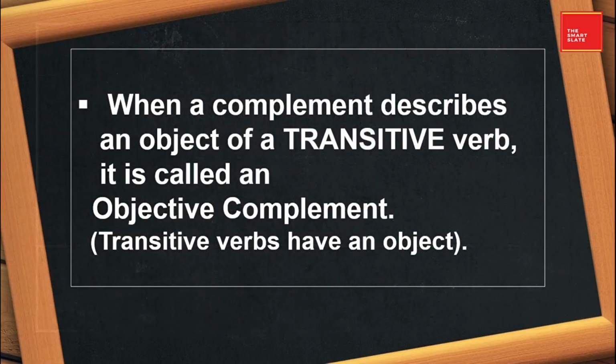Now, when a complement describes an object of a transitive verb, it is called an objective complement. Transitive verbs are made for objects, you can say. So whenever you have an object in your sentence, then the verb used is a transitive verb, because in transitive verbs we have an object.